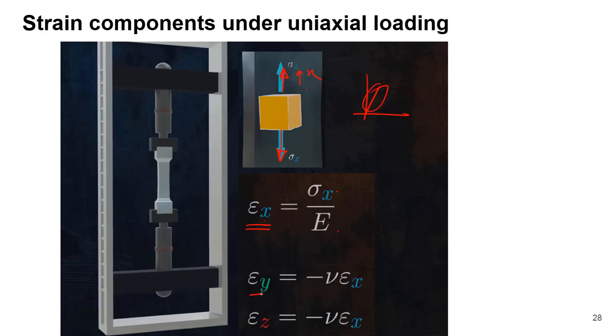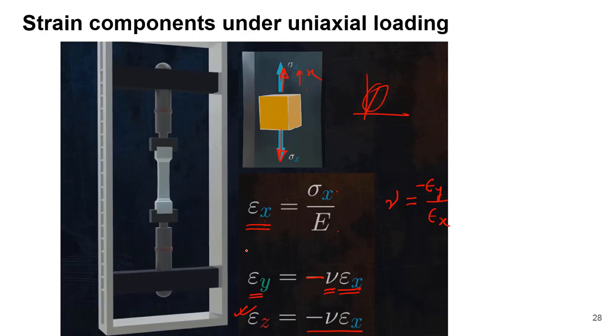Now in the y direction, what will be the strain? We have already seen the definition of Poisson's ratio, so epsilon y will be minus nu into epsilon x, and the negative sign you have to put because that is the definition of Poisson's ratio: minus epsilon y by epsilon x. And similarly epsilon z will be this one. In this way, for uniaxial loading we can find out the strain in 3 different directions.